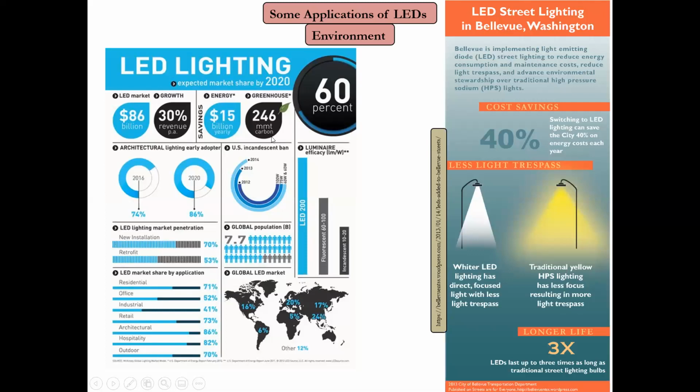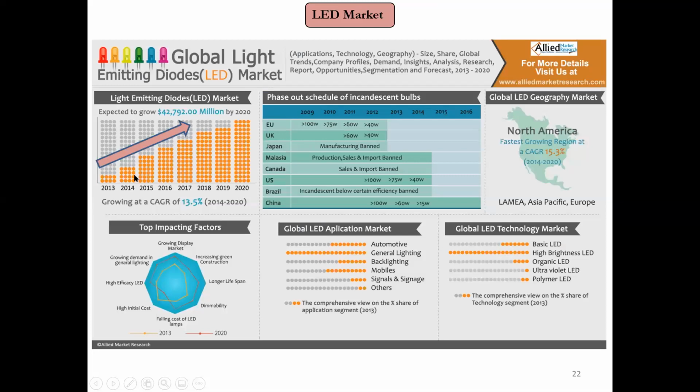This is the amount of greenhouse gas saving, because the way conventional sources are produced, we consume more energy and they are the least environmentally friendly. So not only cost saving, but also energy saving and whatnot. This is how the world is adopting light-emitting diodes. Again, this is the market trend which is showing from 2013 to 2020 how this market is picking up and how the world is going through the phase-out schedule of incandescent bulbs.